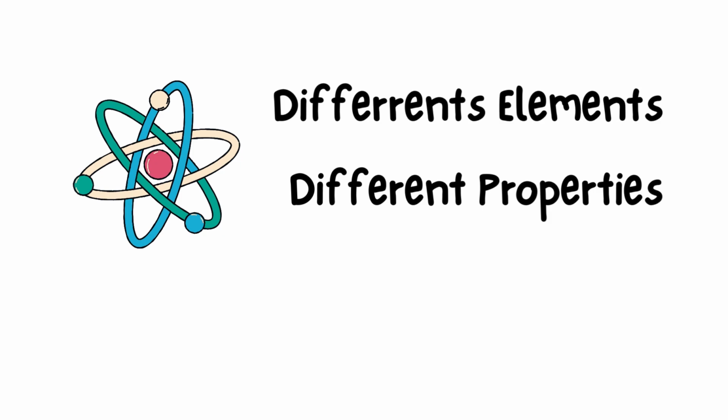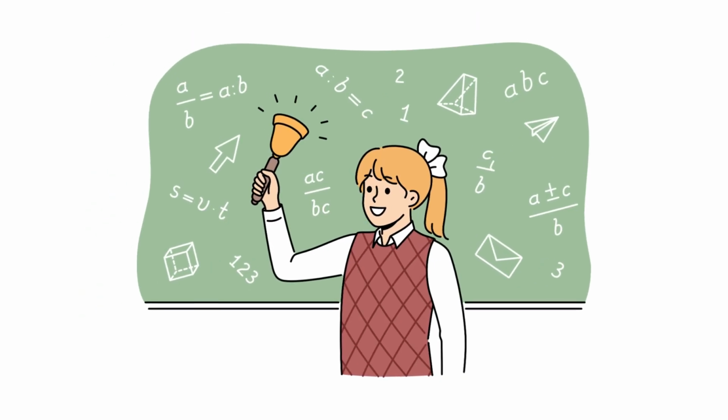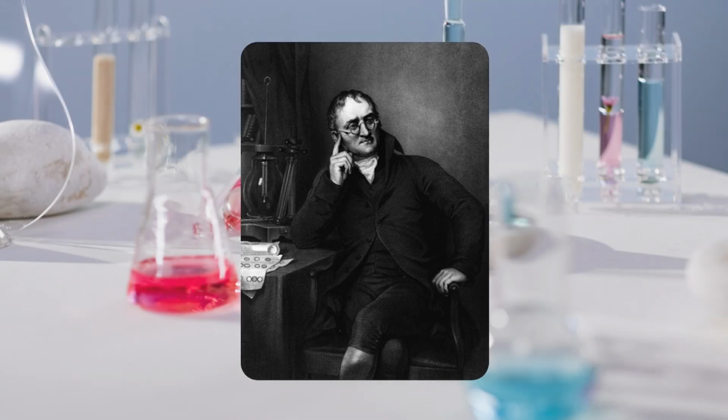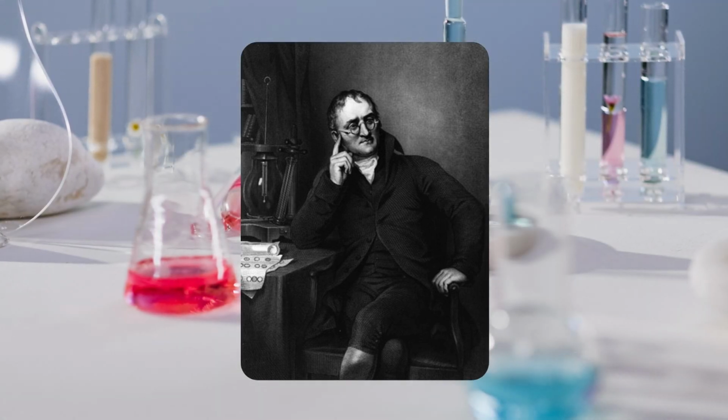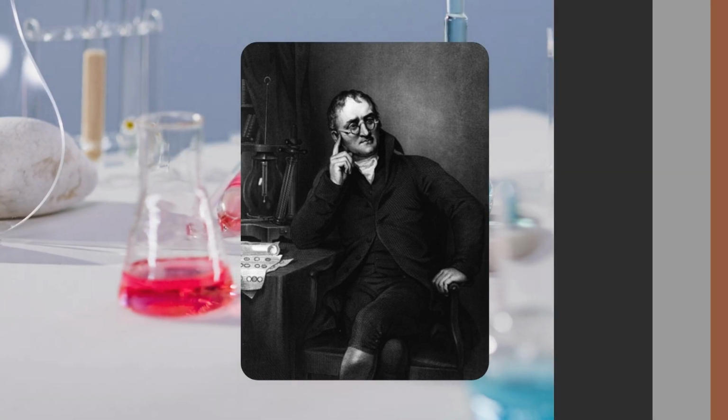have different properties. Dalton's model was a significant improvement over earlier theories, but it had some limitations. For example, it didn't explain how atoms were structured or how they interacted with each other. Despite these limitations, Dalton's model laid the foundation for later atomic theories and is still widely used today.